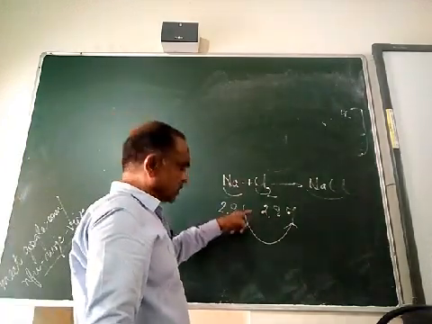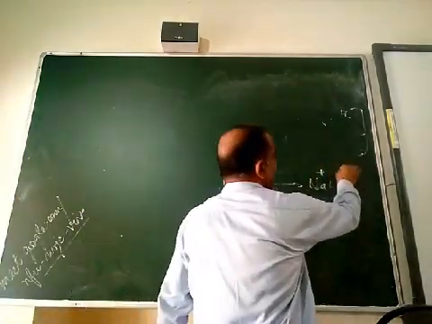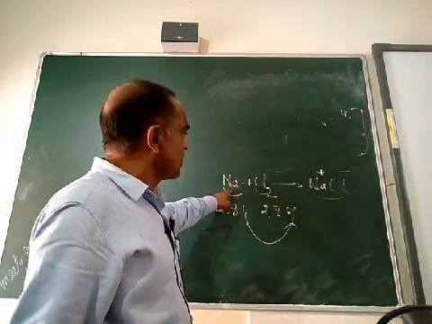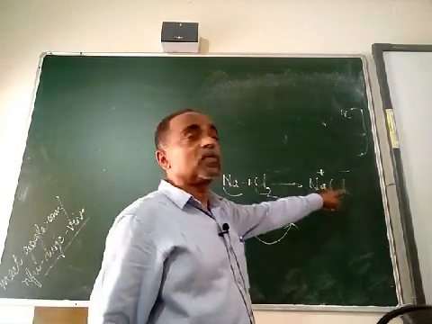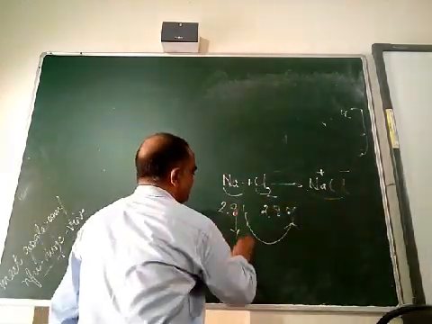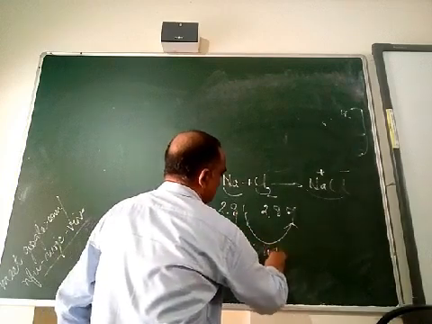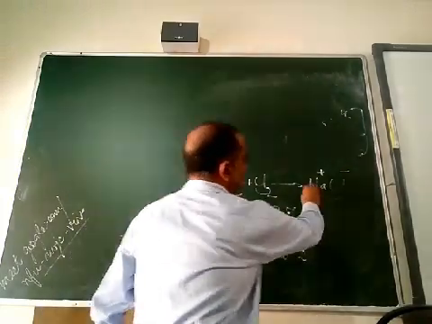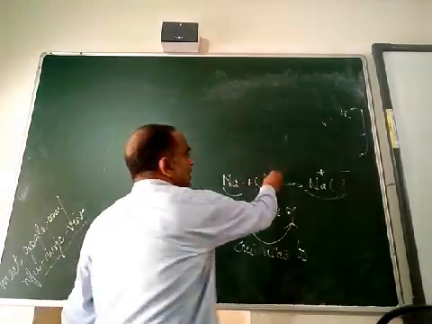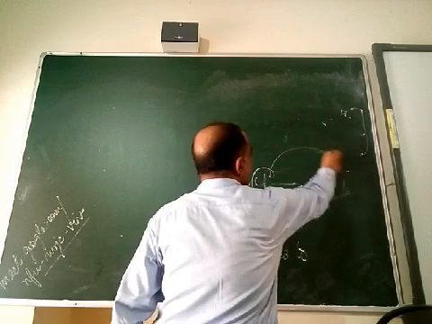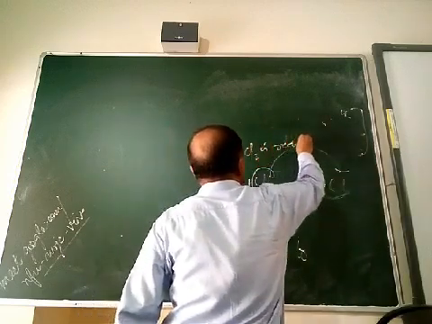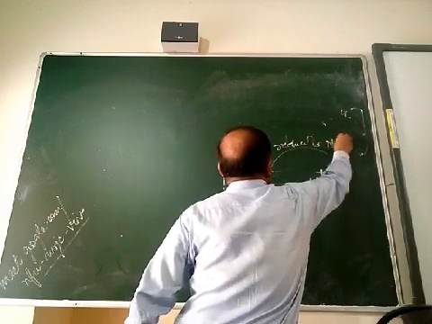So when sodium loses its one electron, it forms Na+ and Cl-. Therefore we can say sodium has lost one electron to form sodium chloride. So sodium is oxidized to sodium chloride. And the next one, chlorine, during this process has gained an electron. So we can say chlorine is reduced to sodium chloride.